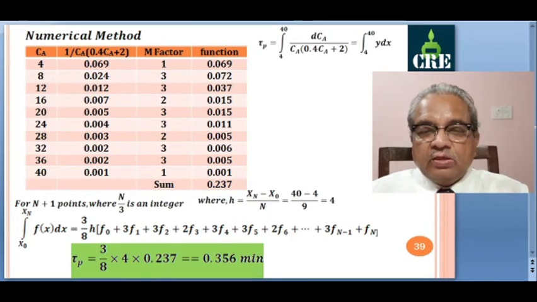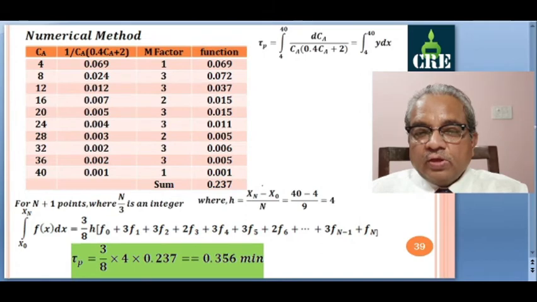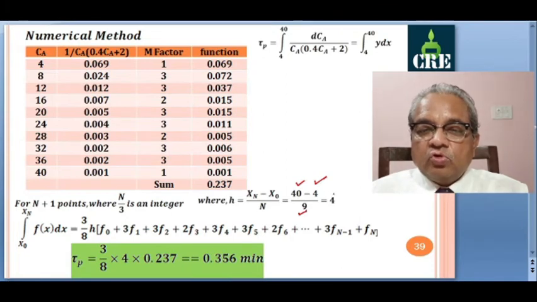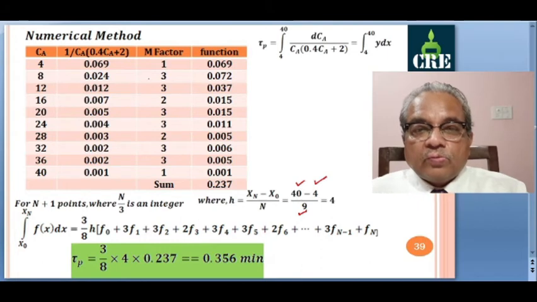So 9 by 3 is 3, and 3 is an integer, so we can use this formula: the integral from x0 to xn of f of x dx is equal to 3 by 8 into h, where h is (xn minus x0) divided by n. In this case it is 40 minus 4 divided by 9. So this comes out to be 4. So h is 4, and 3 by 8 into 4. And this is your function, where you go on substituting these values.